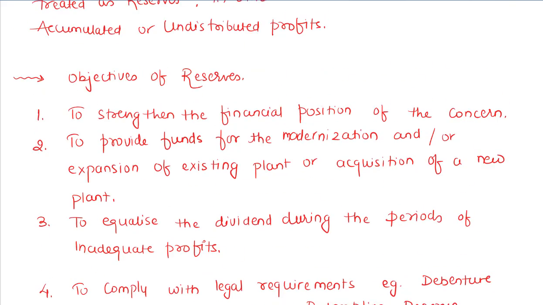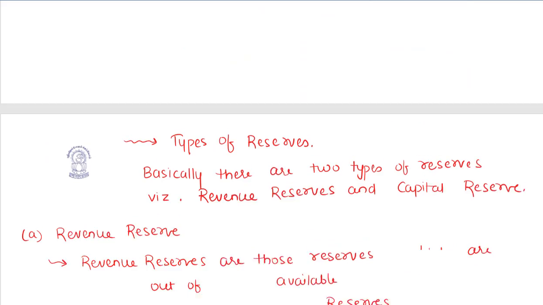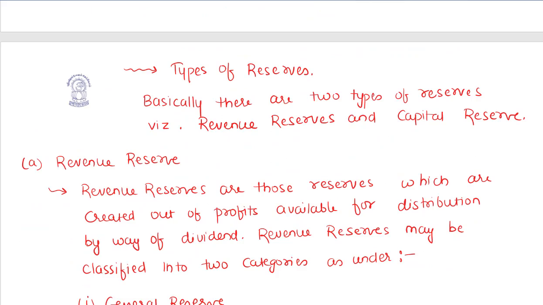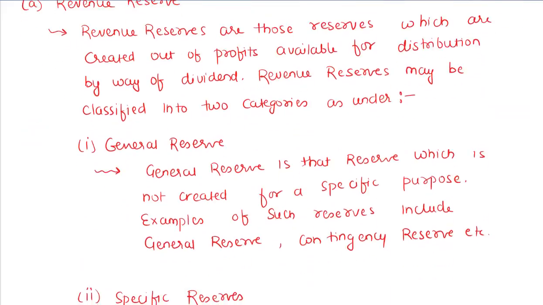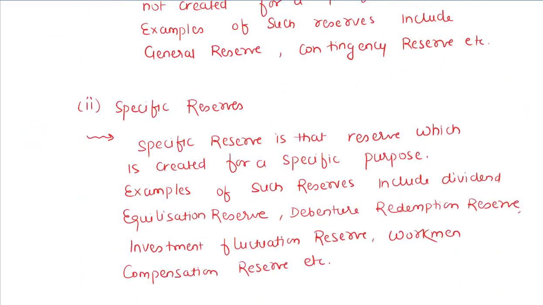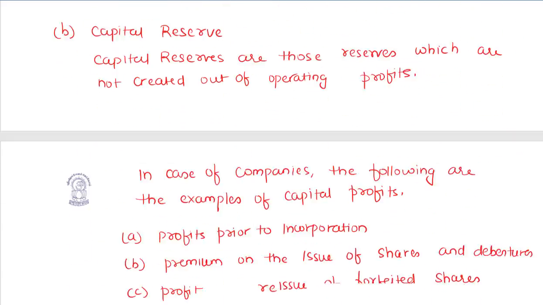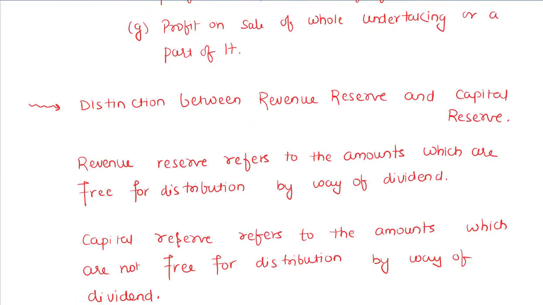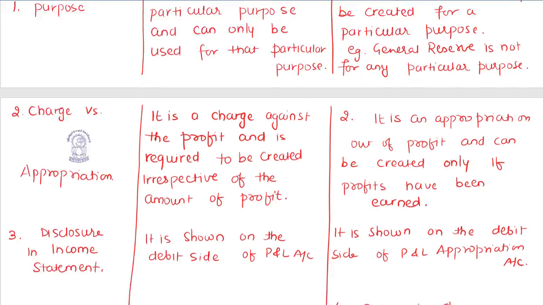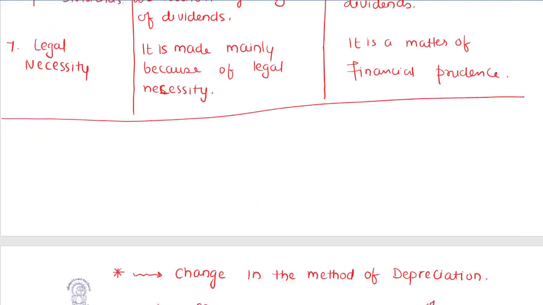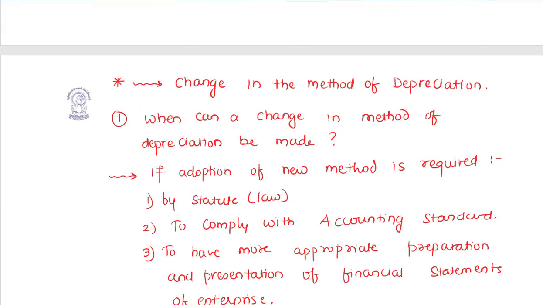Then we shifted to reserves. We learnt about the objectives of reserve, why it is created, what kind of reserves are there. So types of reserves: revenue reserves, capital reserve, specific reserve, general reserve, and the distinction between reserves and capital.